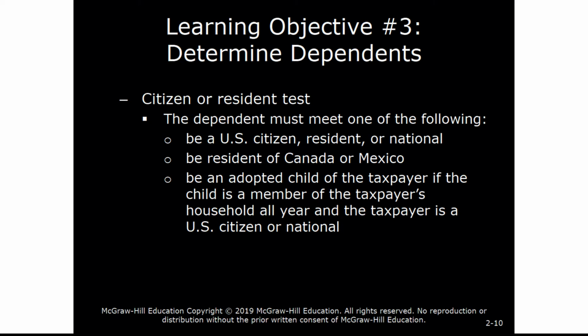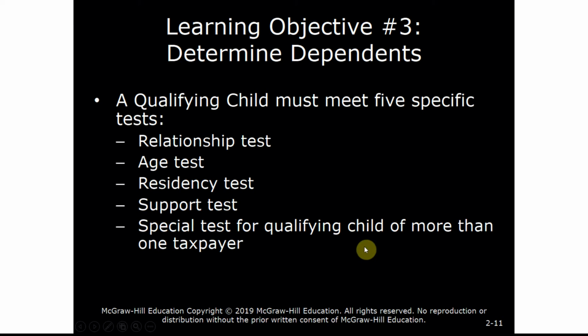Must be a U.S. citizen as well, a resident or national. If you live in Canada or Mexico, you are considered a U.S. citizen for purposes of this citizen or residence test. Can be an adopted child of the taxpayer as well. So what is a qualifying child, then? Well, a qualifying child has to pass several tests: relationship test, age test, residency test, support test, and a special test for a qualifying child of more than one taxpayer.